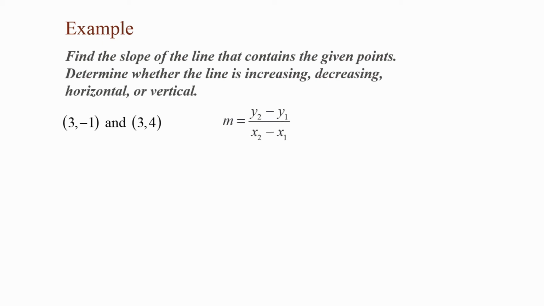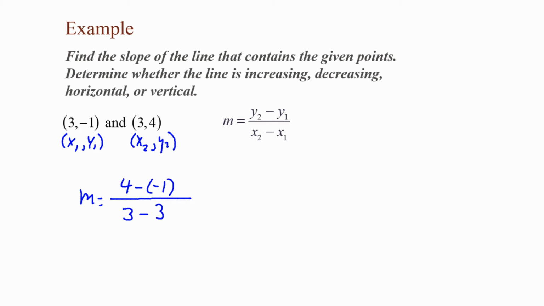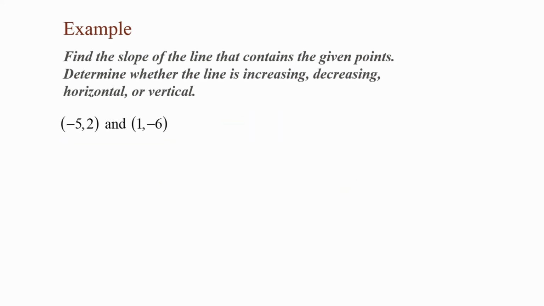First thing we need is our slope formula. Again, we're going to let our first point be x1 and y1, and our second point be x2 and y2. M equals 4 minus the -1 over 3 minus 3. So 4 minus a -1 is the same as 4 plus 1. So that gives us 5 over 0. Since 0 is in the denominator, our answer is undefined. Our line is vertical.